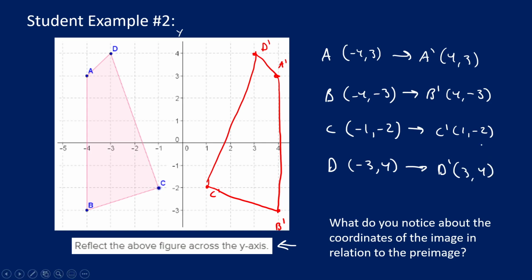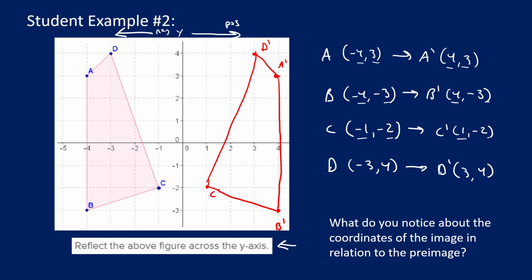Okay, now, step back and ask yourself, what's the pattern here? The y-coordinate is not changing, right? 3, 3, -3, -3, -2, -2. The y-coordinate is staying the same. The only thing that's happening is the x-coordinate is changing sign. -4 becomes 4, -1 becomes 1. And think about why that is. We're starting on this side of the axis, and we're flipping it over to this side of the axis. x is negative over here. Well, now it's just going to be the same x-coordinate, but made positive on the other side.